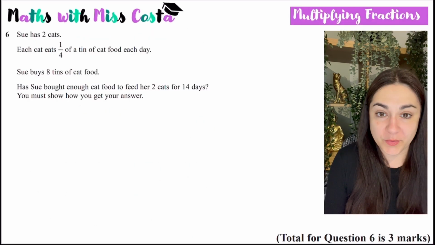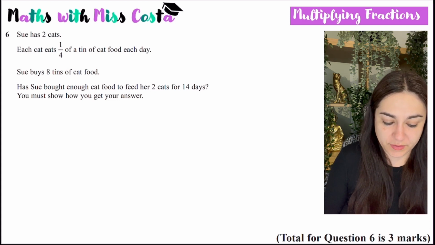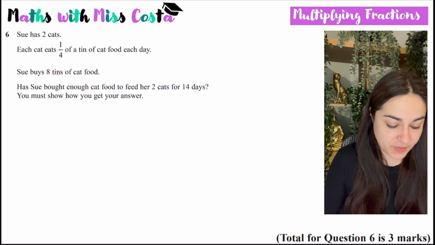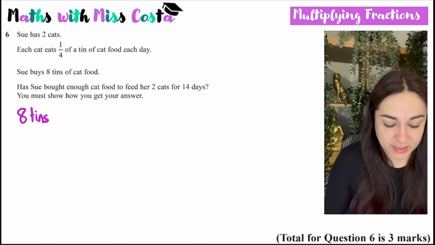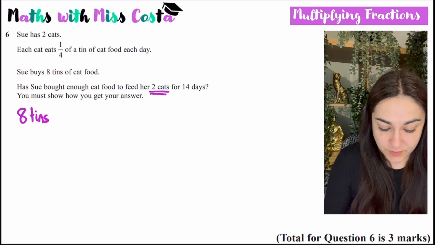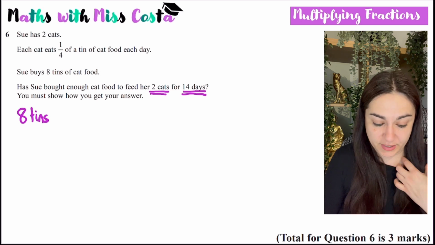Okay, so here I'm told that Sue has 2 cats and that each cat eats a quarter of a tin of cat food each day. I'm told that Sue buys 8 tins of cat food, and I'm asked if she has bought enough cat food to feed her 2 cats for 14 days. So there's quite a few ways that we can approach this question.